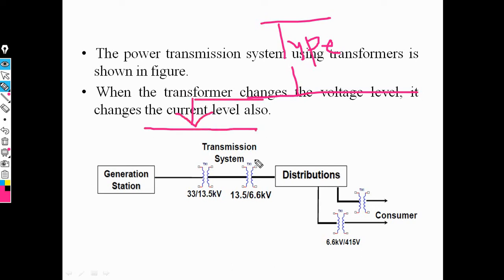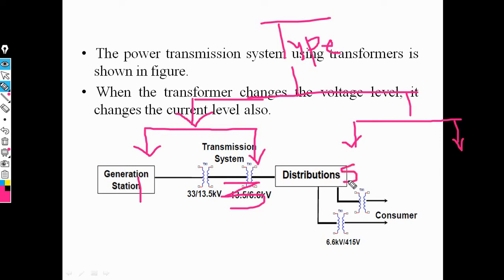single phase and 3-phase. Also based on voltage level, there are step up and step down transformers.